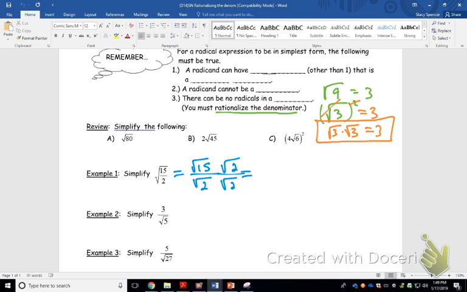In the numerator, what would we get? The square root of 15 times the square root of 2 is the square root of 30. And now, when I multiply the square root of 2 times the square root of 2, what do I get? 2. So it works just like this up here.